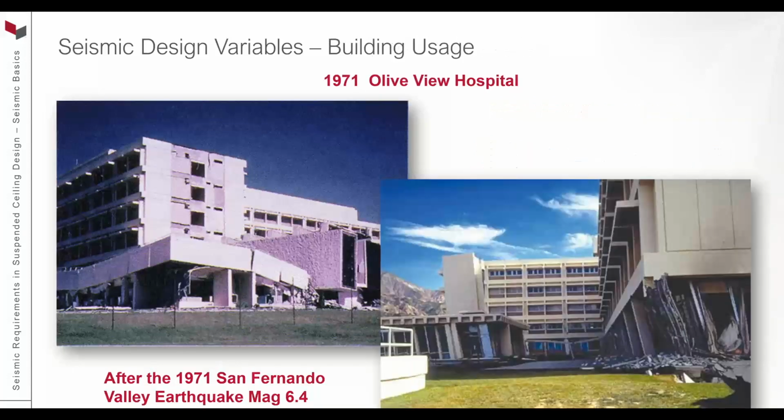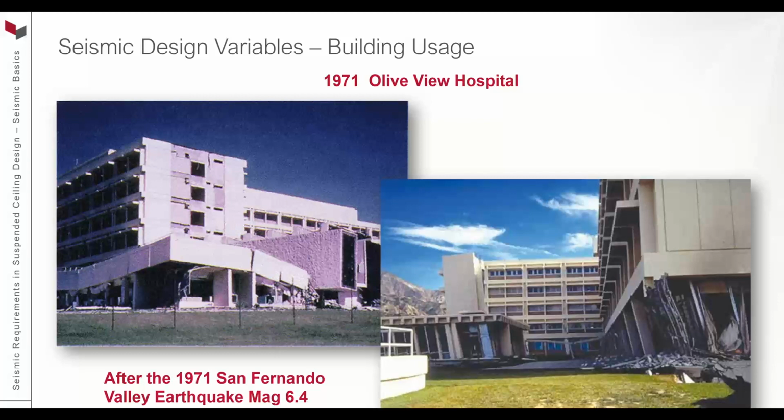And we have some pictures here from 1971, and this goes to both building use and geographic location. So this building was built in Southern California. This is the Olive View Hospital, and it was actually built in 1920. So there wasn't a whole lot of seismic design and criteria around it. Even though they did recognize that seismic events happen, they designed the building as strong as they could or up to the knowledge that they had at the time.